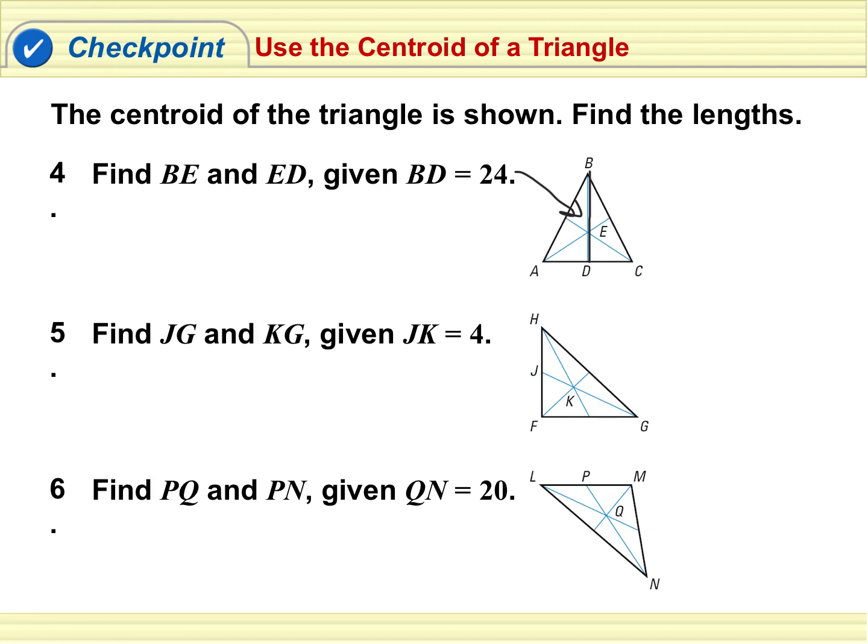Looking at that, do those two lengths, this length here with this length, look the same? No. Which one looks bigger? BE looks bigger. What fraction is BE of BD? Take a guess. 2/3. Yes, you're exactly right. This BE here is 2/3 of the whole thing.